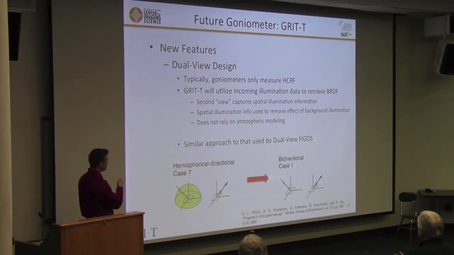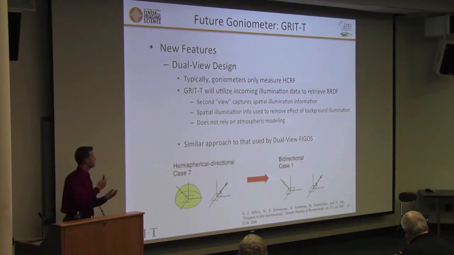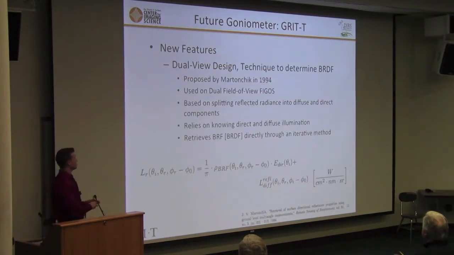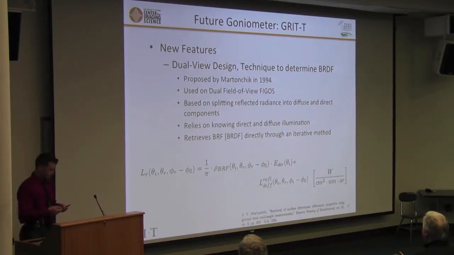So we are able to actually remove that by capturing the spatial information, and we don't have to rely on atmospheric modeling to do that, which can introduce another error. This is a similar approach to what's been done with dual view FIGOs from the University of Zurich. I won't go into the details of the math too much, but it uses a technique that was described by Martonchik in 1994. And again, it's similar to what's been used on dual view FIGOs.